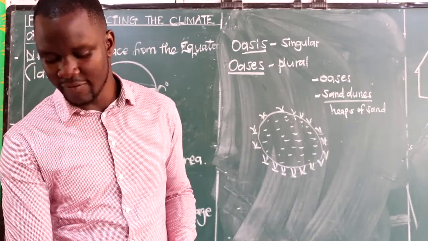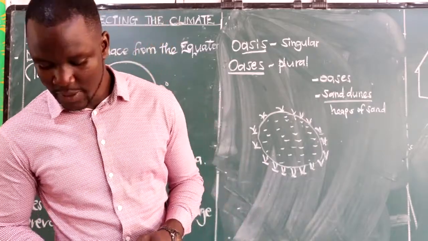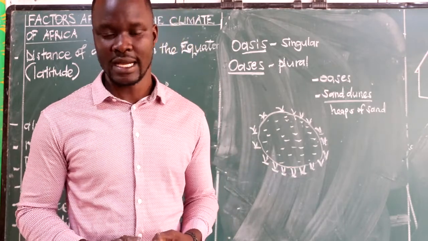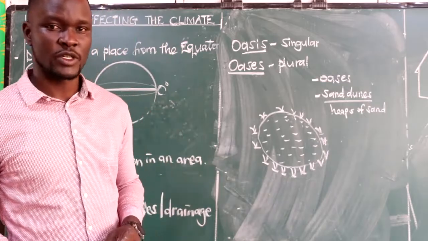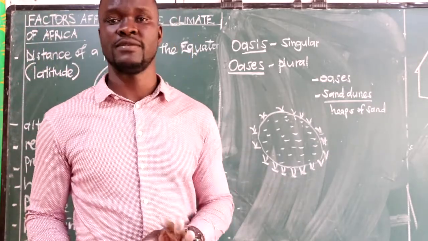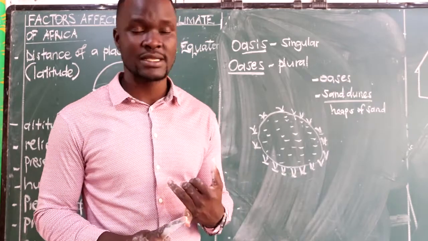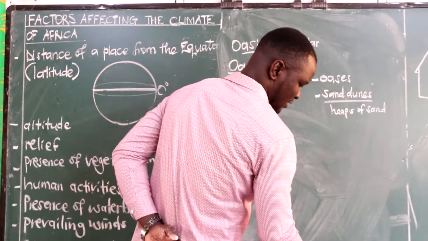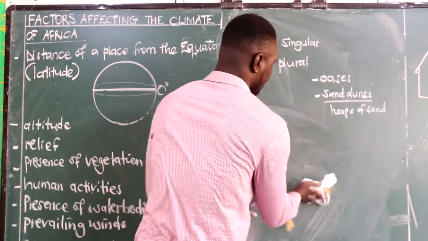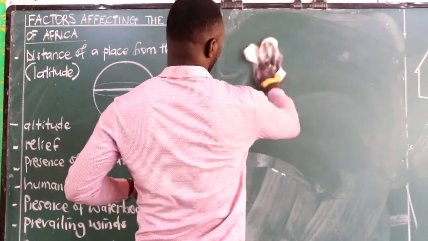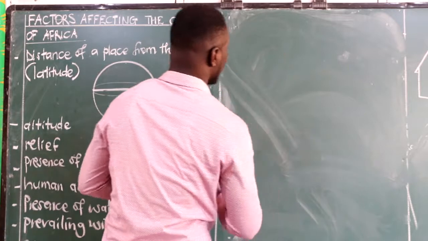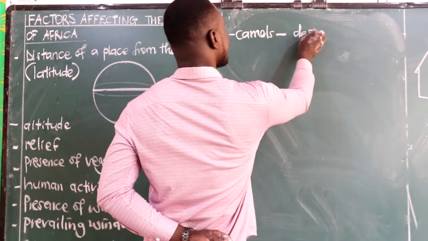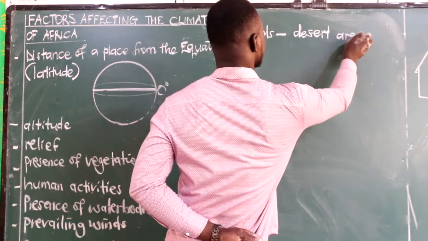And then lastly we have the problem of transport, which we have said is somehow addressed by people rearing camels, which are for transport. We have three animals that we need to be aware of in our primary 7 class. We have camels. We have said camels are reared in desert areas.